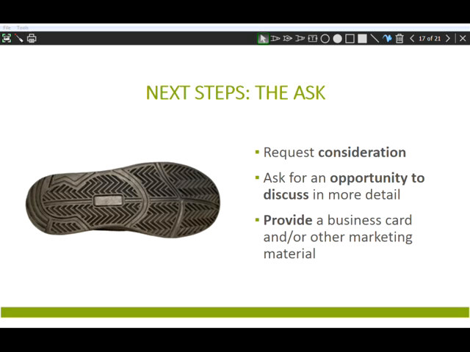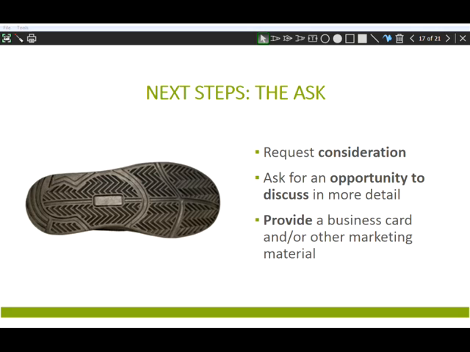So that could be as simple as asking for consideration. Say if you're talking about a job opportunity, ask for them to consider and give them your information. More likely, probably the best thing out of the three would be to ask for an opportunity to discuss in more detail. Yeah, you could definitely ask them, I'd love to talk with you more.